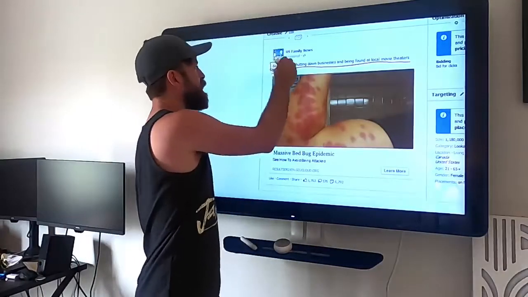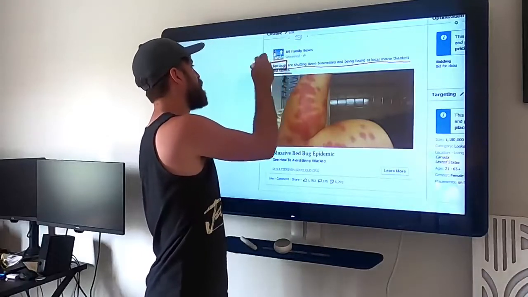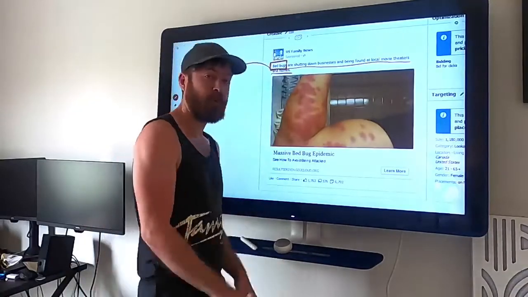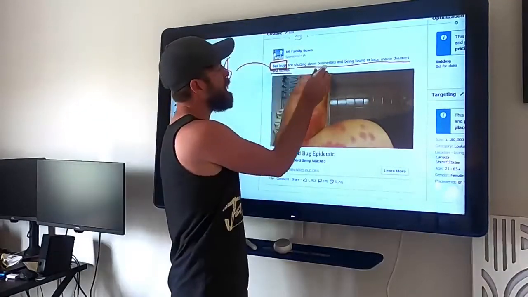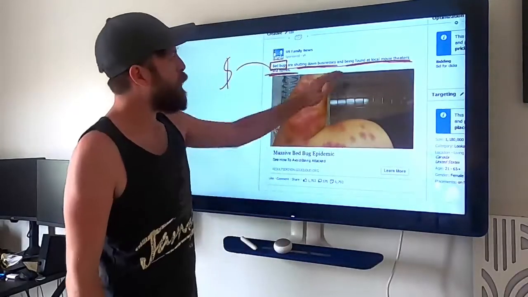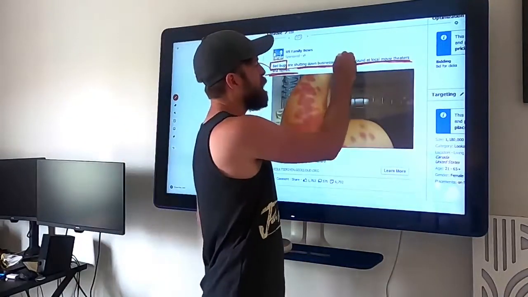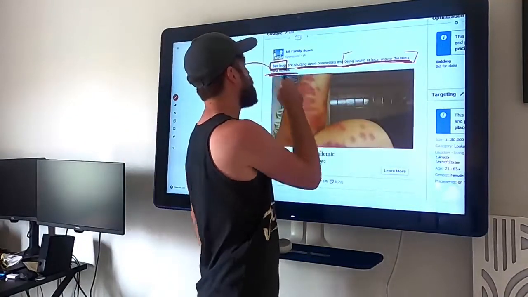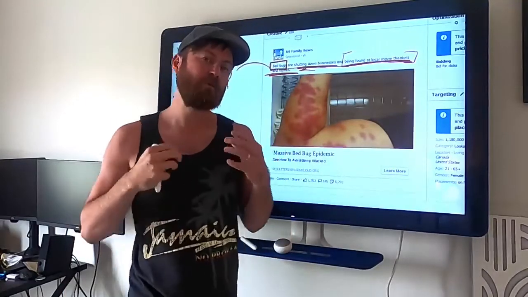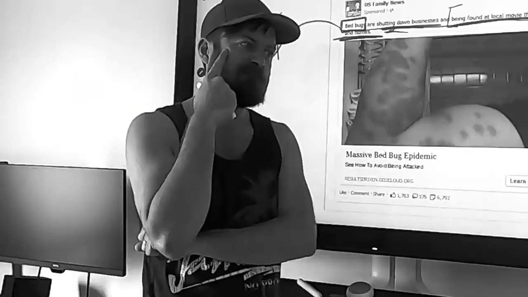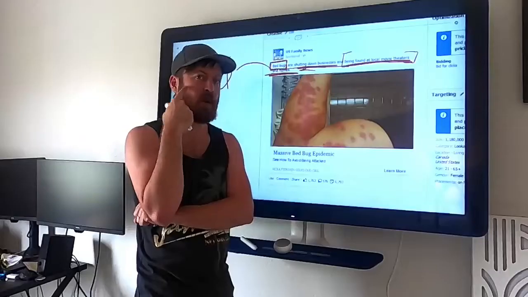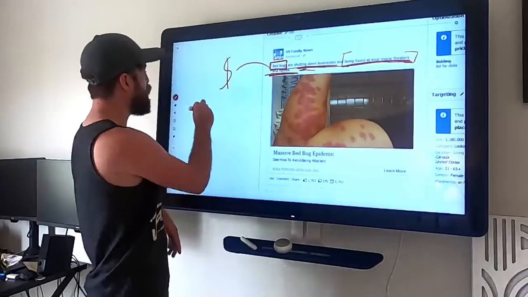So bed bugs, right? This is what I want to make the problem, because ultimately this is a product that I have a solution to. I'm selling a solution to this problem. Shutting down businesses and being found at local movie theaters and homes. Now, why did I say they're being found at local movie theaters and homes? I'm trying to get people thinking, I visited a local movie theater recently. A lot of Americans go to the movie theaters.